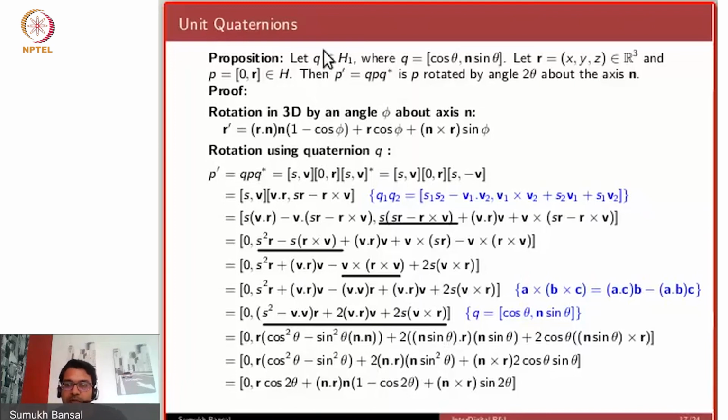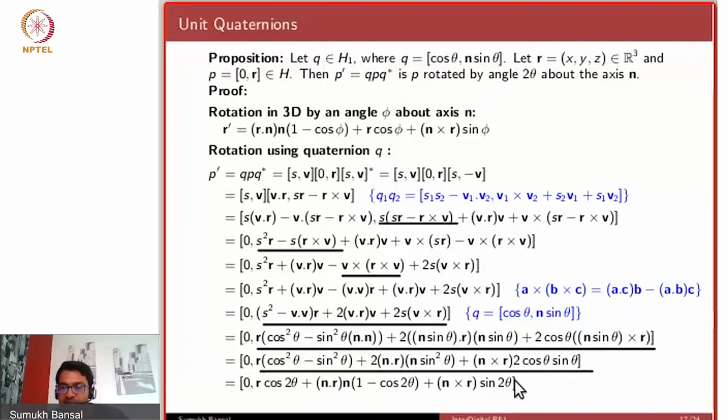Now, because Q is a unit quaternion, we know that the scalar component can be represented by cos theta, and the vector component can be represented by n sine theta. So we are just going to put these values in place of S and V, and this is what we do over here. If you simplify a bit, you get this, and then if you simplify more, you end up getting this. So this is the final expression, which is the rotated quaternion.